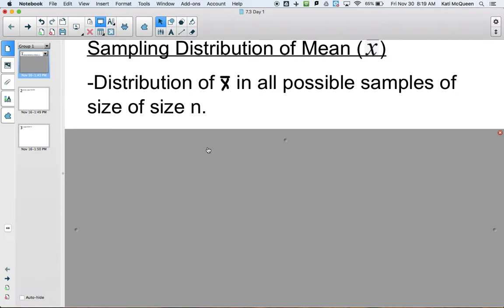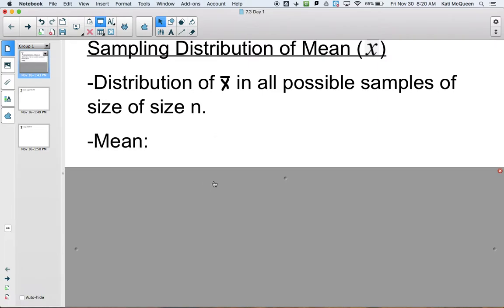So this is the distribution of x bar in all possible samples of size n. So again, that's every possible sample for a certain size. So you would have a sampling distribution for n equals 5, and that would differ from your sampling distribution for n equals 10, for example.